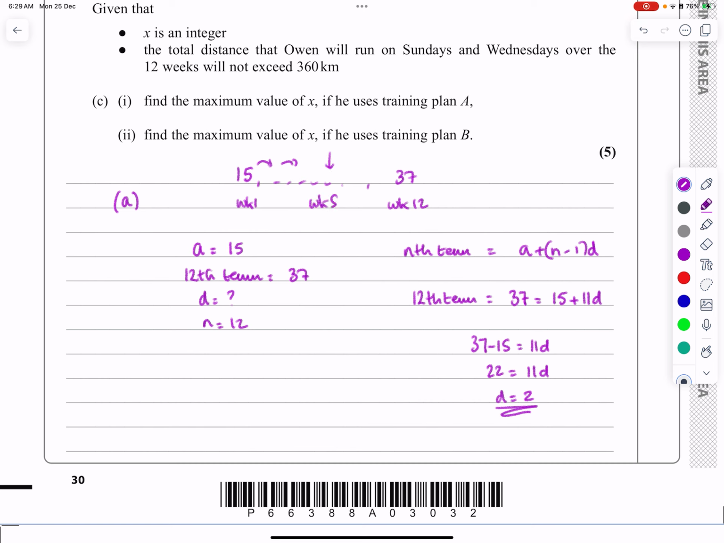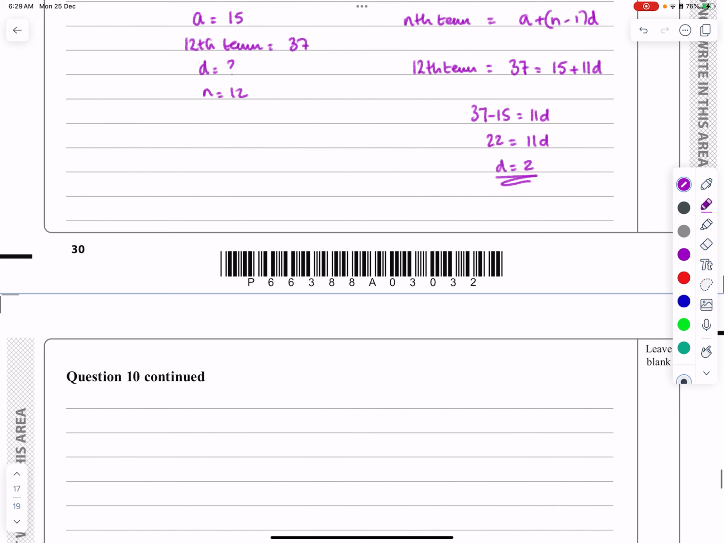So it's going to be the 5th term when we're actually doing this. You could do it by my diagram, but let's stick to the proper maths. I want the 5th term for the 5th week. So that's A plus 4D, and we know A and D now. So that's 15 plus 4 lots of 2.